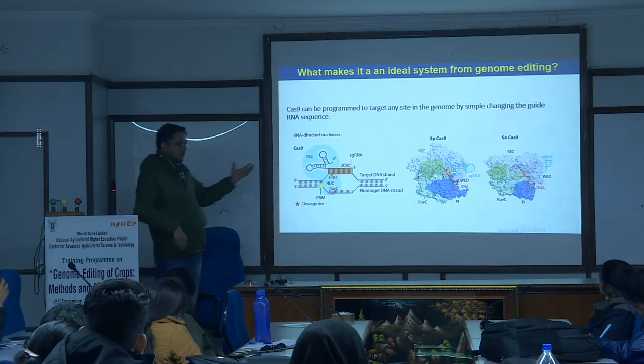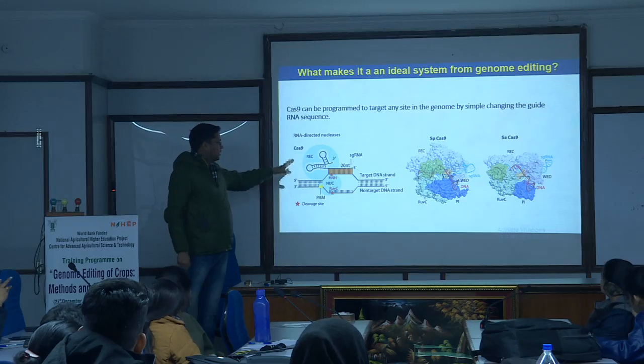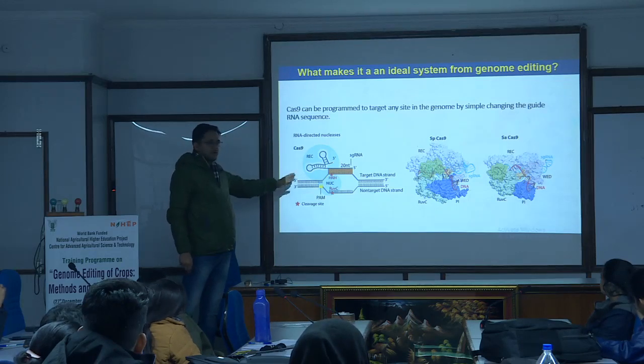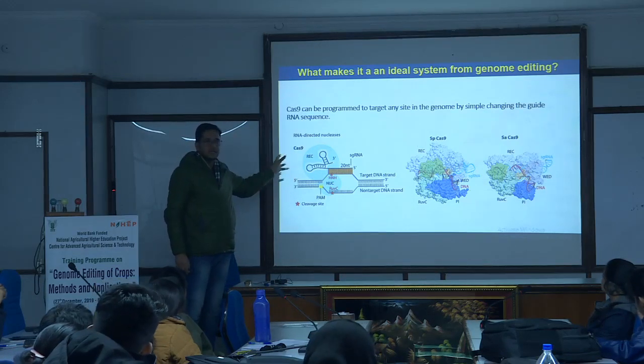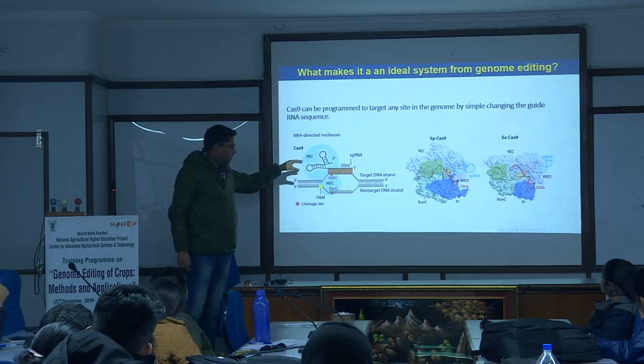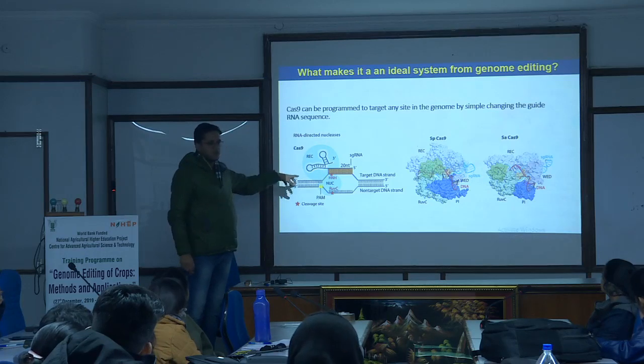You need only a guide RNA that binds to your target, and it requires only a PAM sequence. PAM sequence is protospacer adjacent motif. Okay, and that guides this entire system to the target. That Cas9 and this CRISPR RNA, guide RNA will bind to your target, and it will lead to double-stranded breaks.